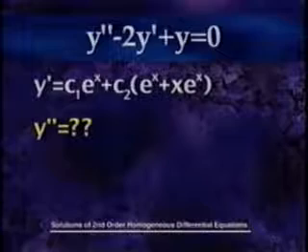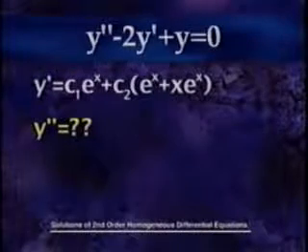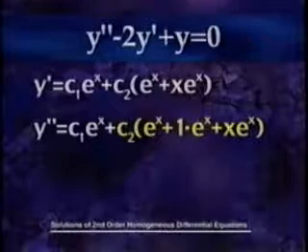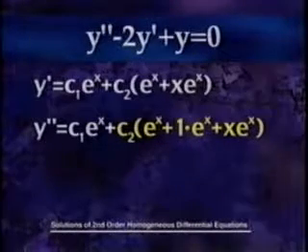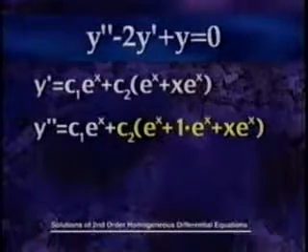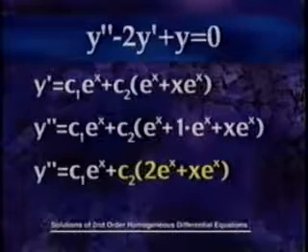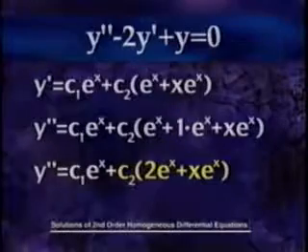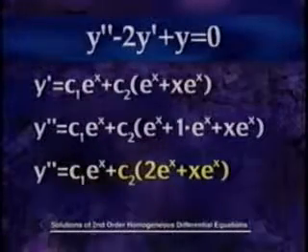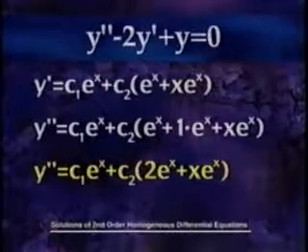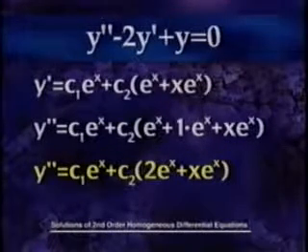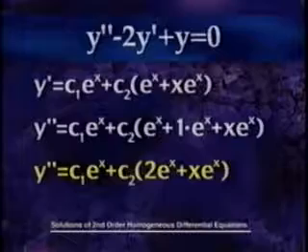Likewise, to get y double prime, we differentiate again and get c1 times e to the x plus c2 times e to the x plus 1 times e to the x plus x times e to the x, or just c2 times 2e to the x plus x times e to the x for the second part. So the second derivative is c1 times e to the x plus c2 times 2e to the x plus x times e to the x.